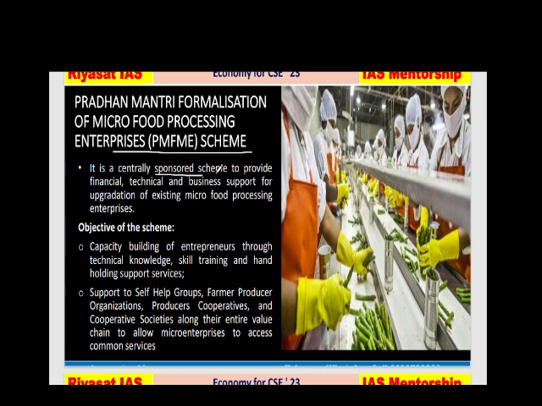Again, it's a centrally sponsored scheme. Now, I hope that you know what is central sector and centrally sponsored. The aim is to provide the finance, technical and business support for upgradation of existing micro food processing enterprises. This PMFME scheme has come to promote your micro food processing enterprises. Capacity building of entrepreneurs through technical knowledge, skill training and hand holding support system. Support will also be given to your self-help groups, FPOs, producer cooperatives, etc. Clear? Okay.